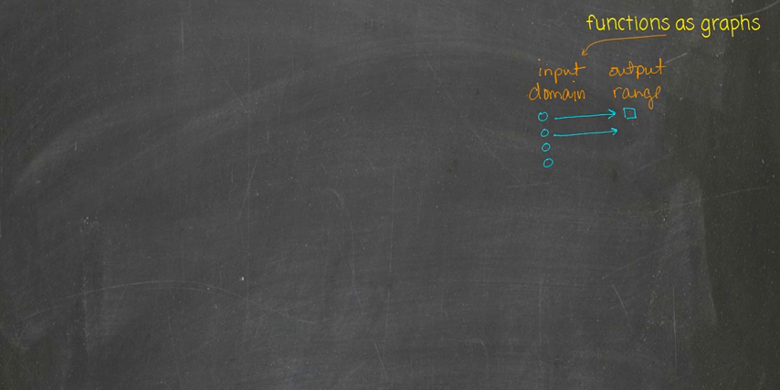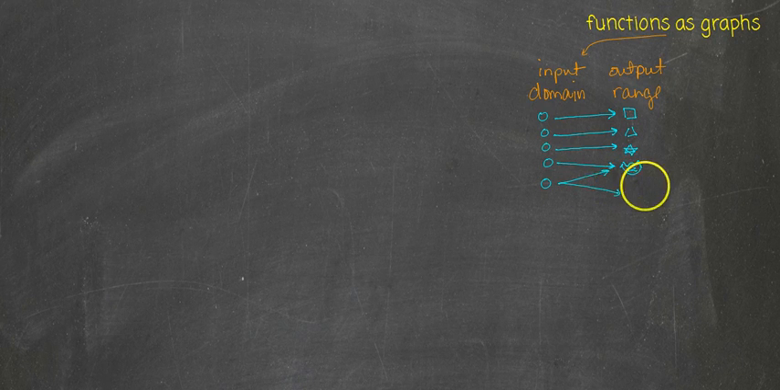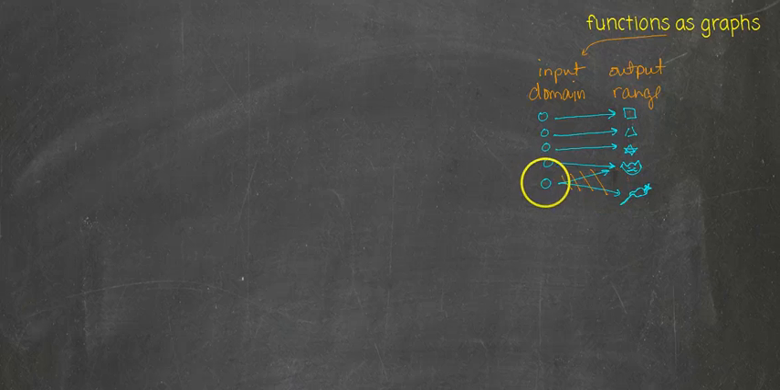So this domain element could point to a triangle. This domain element could point to a star. This domain element could point to a cat. Okay, I ran out of shapes. All right, so the point being that I can't ever have one element in the domain point both to a cat and to a mouse. Not that I'm an artist, but this would never be allowed in a function. Each element in the input can only point to one output in order for it to be a function.